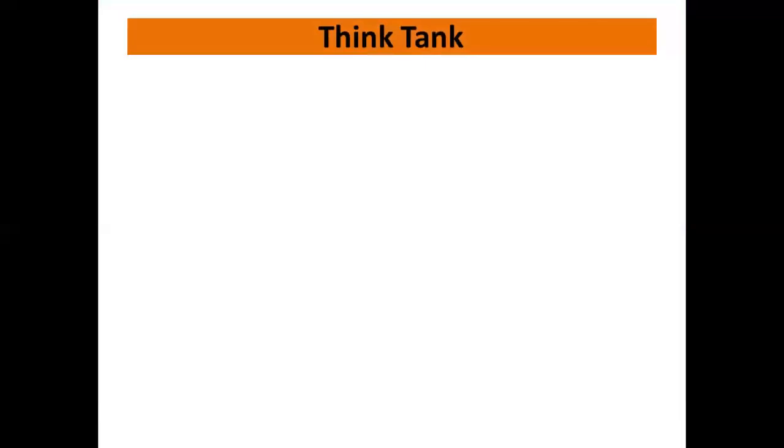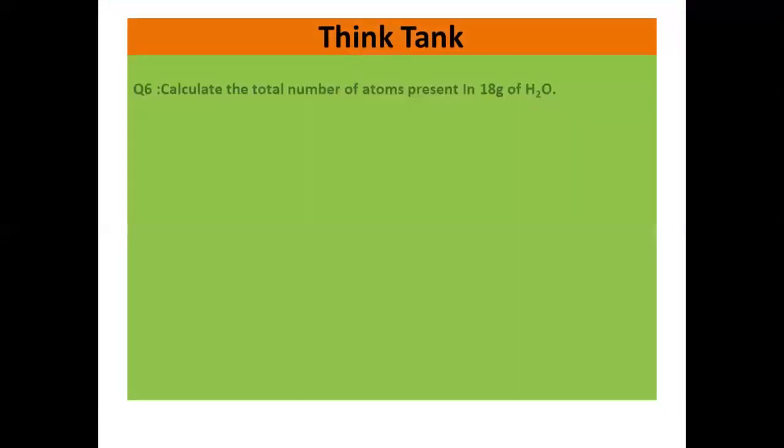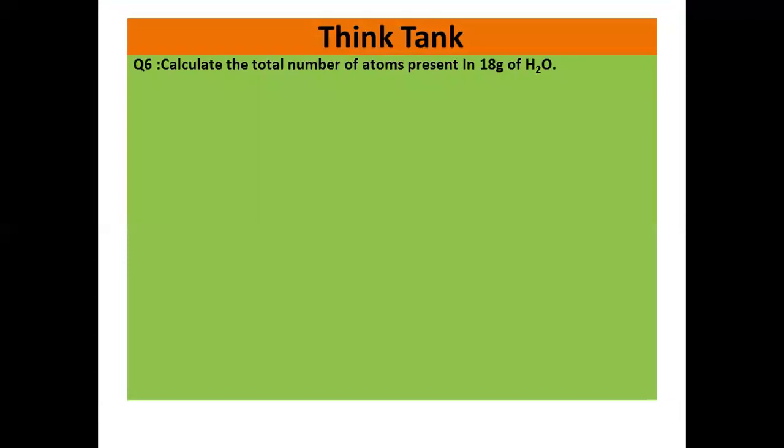Think tank, important question. Question number 6. Calculate the total number of atoms present in 18 grams of water. We have to find out the total number of atoms in how much water? 18 grams of water. What is given to us? Mass is given to us. So we will use mass of water equal to 18 grams. We have to find out the number of atoms.